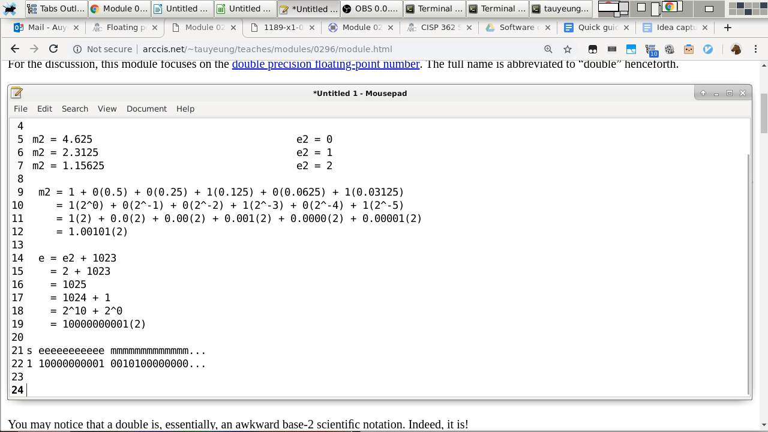All right, well, I claim that this is the double representation of the value negative 4.625. Are you going to buy that? I mean, you paid for your units already, so obviously you bought it.